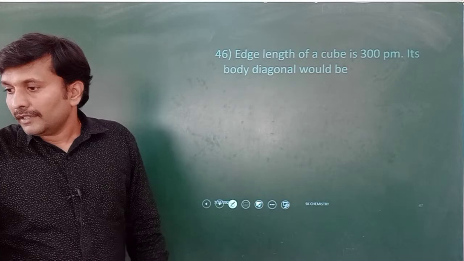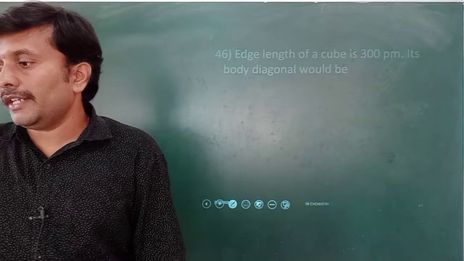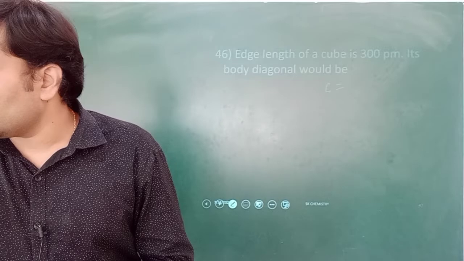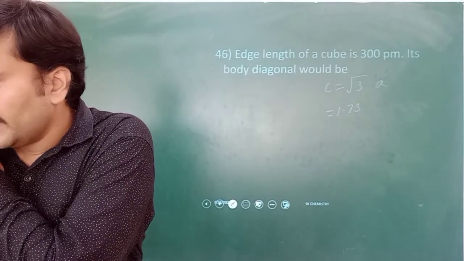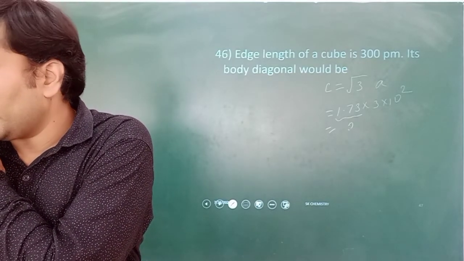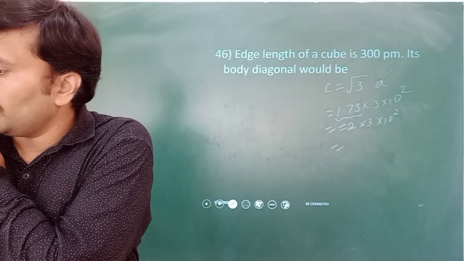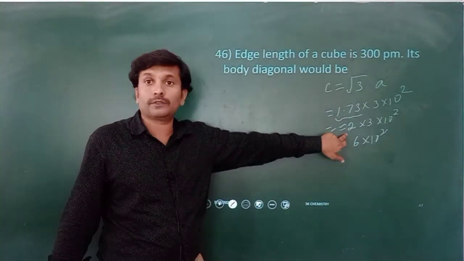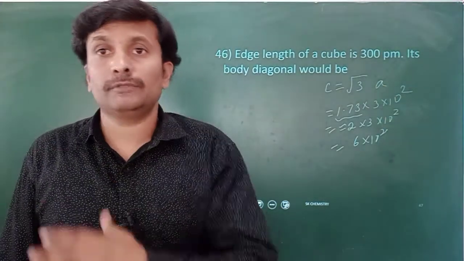Next. The edge length of a cube is 300 picometer. Its body diagonal would be, you should know the formula for the body diagonal. Body diagonal c is equal to root 3 into a. So root 3 we know is 1.73, into 3 into 10 to the power of 2. This 1.73 you make approximately 2, into 3 into 10 raised to 2, that is equal to 6 into 10 raised to 2. But I have rounded it off, so the answer should be less than 600. You need not waste time to multiply.